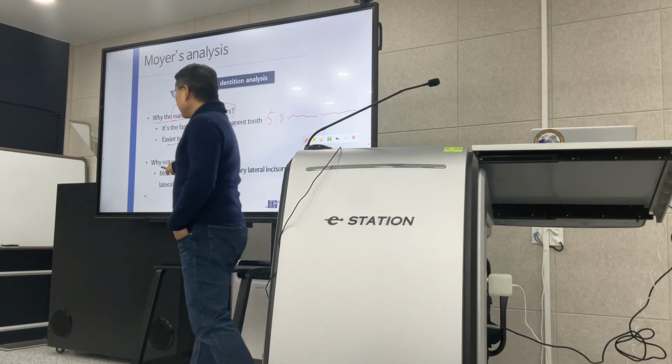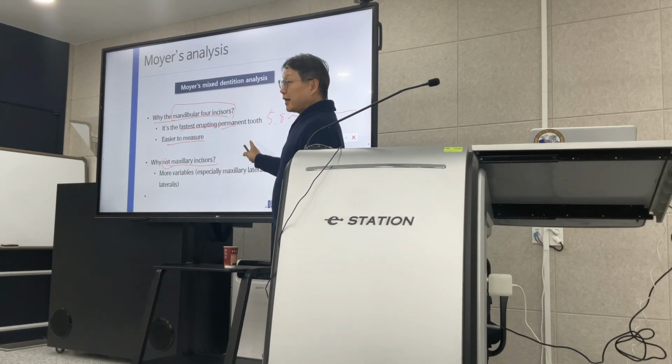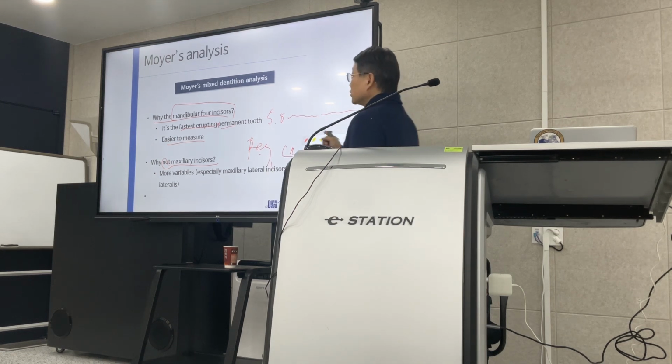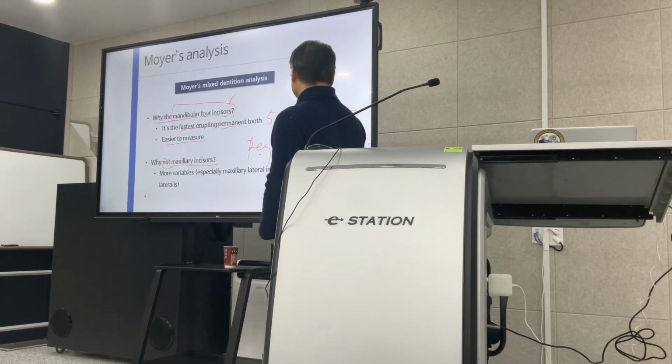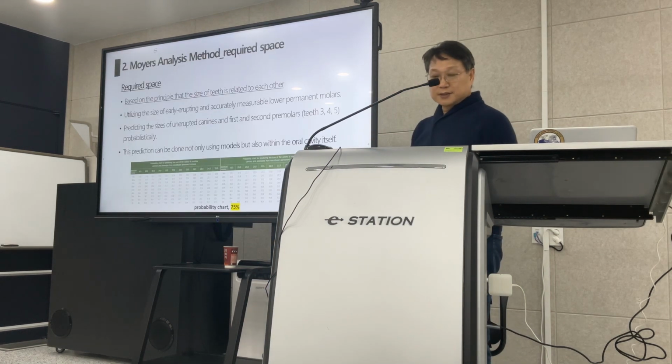Then why not maxillary? Because I already told you, they have peg laterals, and congenital missing is more common in the maxilla than in the mandible. That's why we choose the mandibular incisors when analyzing. You have to remember this kind of concept.